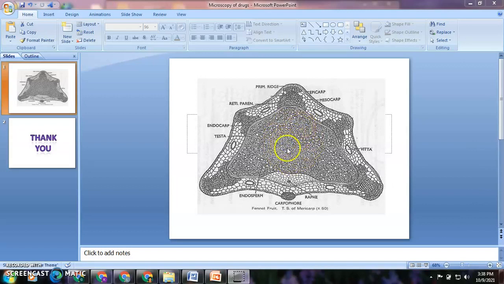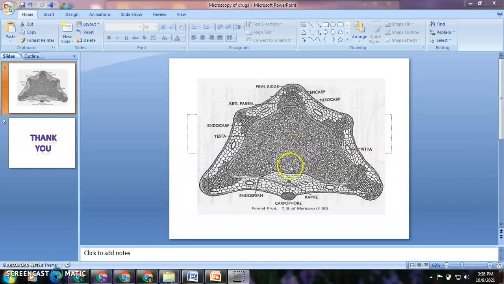Then inside this endosperm, it consists of an embryo which is present at the middle of the endosperm. That embryo has similar characteristics to the endosperm. It contains similar type of cells as well as fixed oil globules, aleurone grains and calcium oxalate crystals.